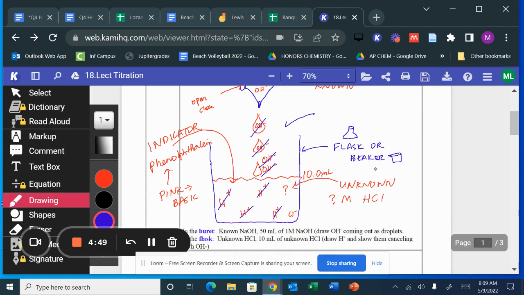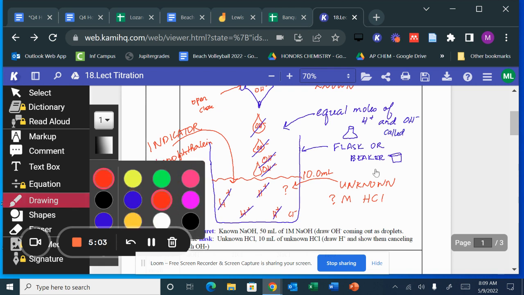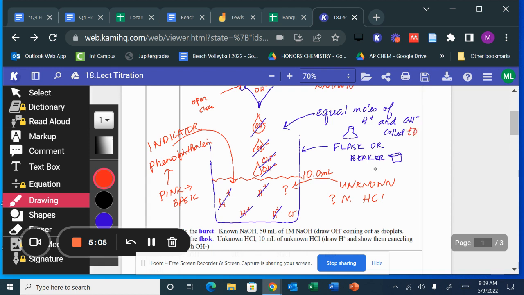Okay, so when you have equal moles of H plus or HCl and OH minus, this is called equivalence point. Equivalence point. Because the acid and the base is stoichiometrically equivalent.